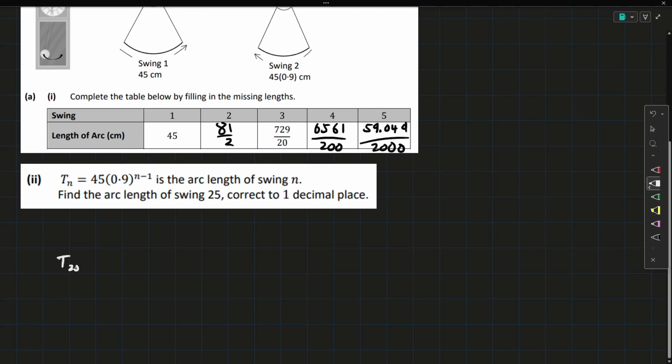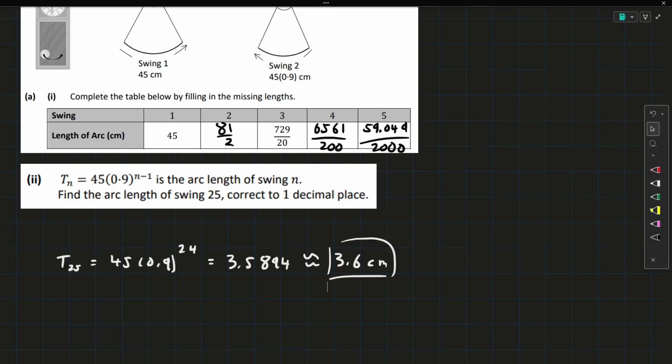So the 25th arc length will be equal to 45 times 0.9 to the power of 25 minus 1. That'll give us 24. Put that into your calculator, you'll get 33.5894 roughly. And that's just a one decimal place, so that's about 3.6. And the unit given in the question is centimeters.